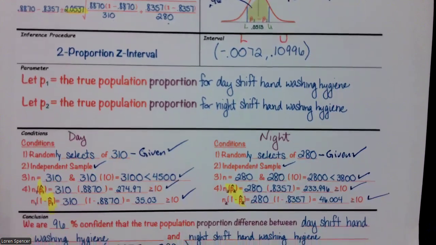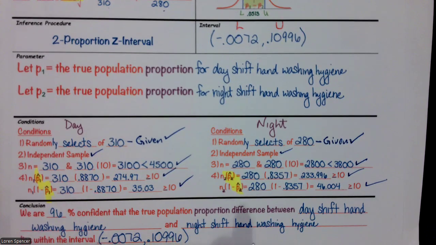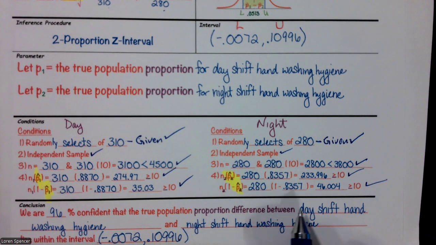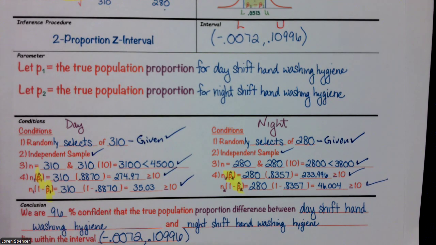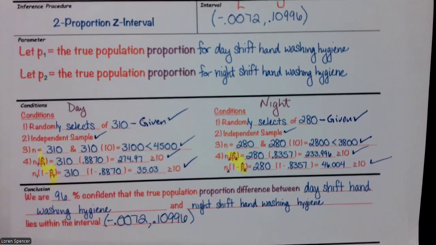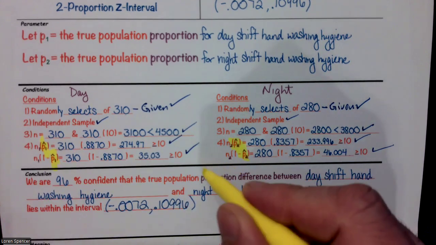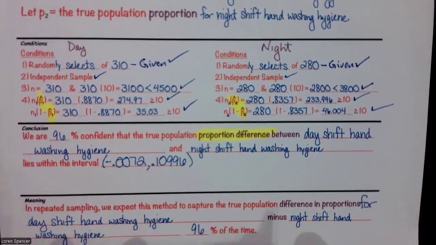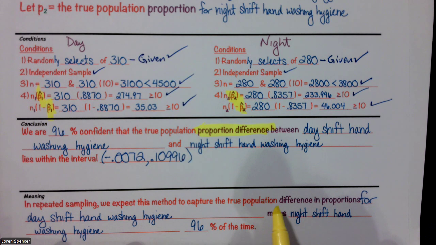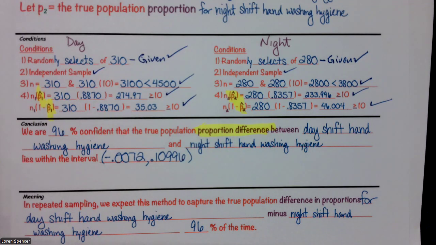So we're 96% confident that the true population proportion difference between day shift hand washing and night shift hand washing lies within our interval here. That's all you have to do with that. And for the next one, by the way, you may need to make sure that you include the word difference. In repeated sampling, we expect this method to capture the true population proportion difference for day shift minus night shift hand washing 96% of the time.